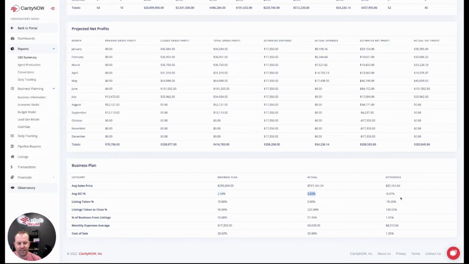Our average GCI is a little bit less than we anticipated. So there must have been a couple of discounts somewhere in there, or a handful of transactions where we made maybe 2%. Our cost of sale is actually where it needs to be. We're not too far off on cost of sale here. And the percentage of business from listings, I look at that all the time too. This client's doing well in terms of the metrics.